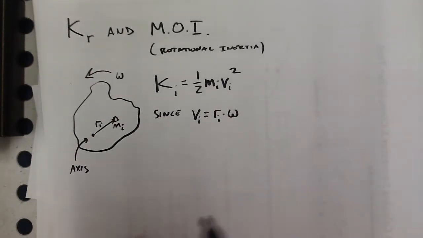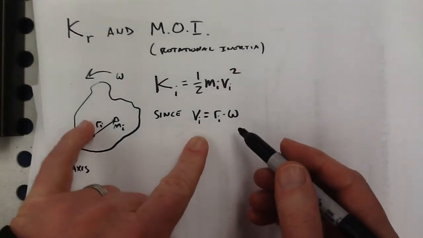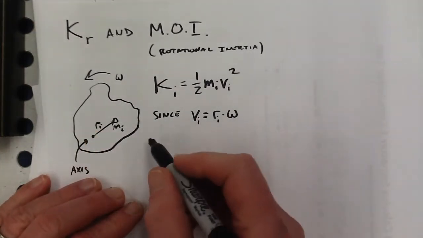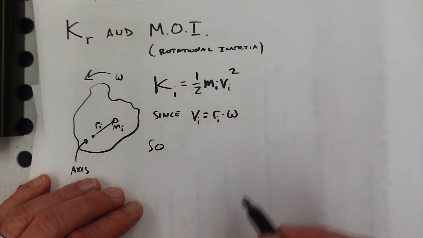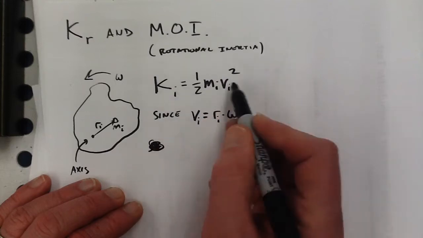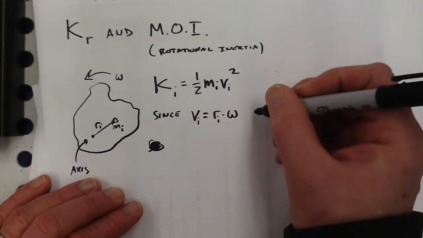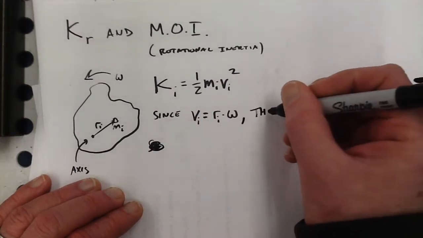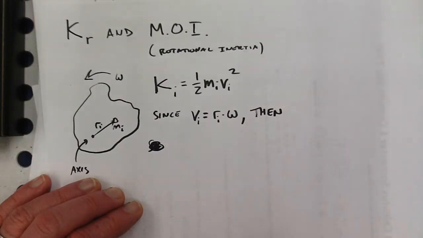That's one of the reasons we want to have these rotational variables in the first place, because we can talk about the rotation of the whole object and not have to talk about positions and velocities and accelerations that are all different for the bits of it. Okay, so let's make that substitution. Since this, then. That's the right connecting word.